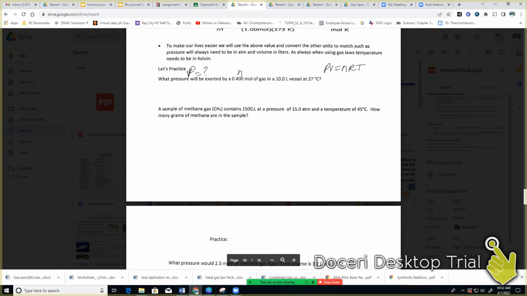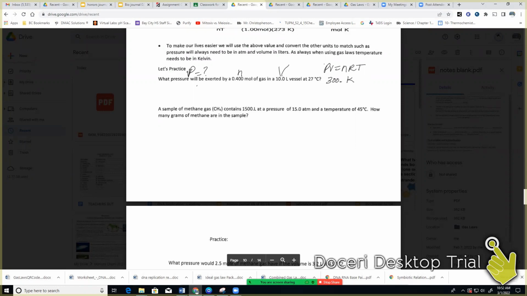In a 10-liter vessel. So there's my volume, and it's already in liters, so I don't have to convert it. And then my temperature, I'm going to go ahead and add 273 to it. And that would get me to 300 K. All right, so now I have everything I need. So I'm just going to start filling in.